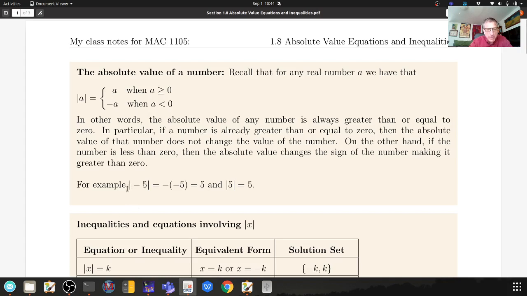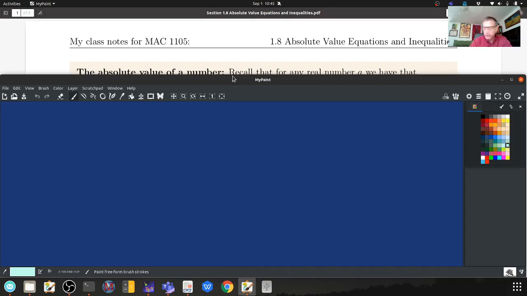So for example, the absolute value of minus 5 is equal to minus minus 5, which is equal to 5, because minus 5 is less than 0. And the absolute value of 5 is equal to 5. The thing to remember about absolute values is they are always positive or 0. Let's take a kind of visual look. That's the conceptual definition. Let's look at a visual definition.